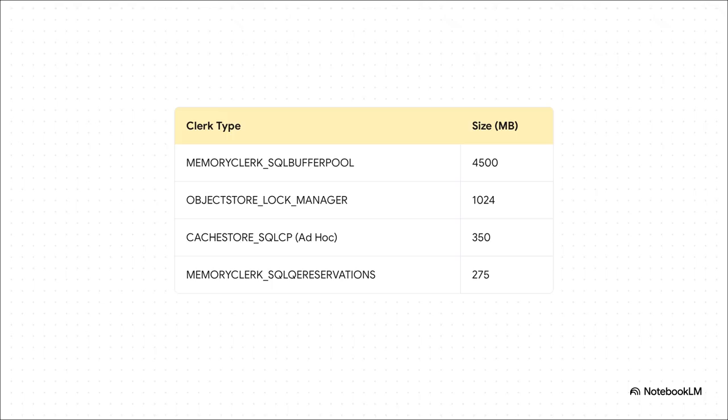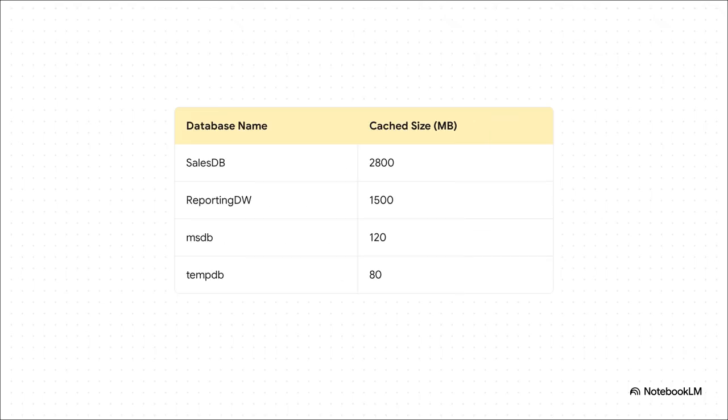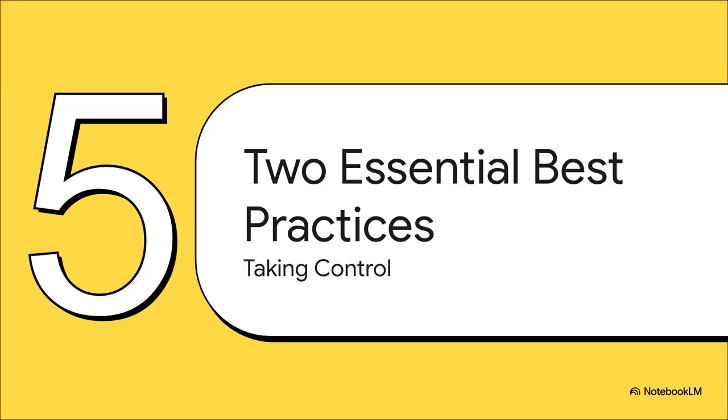So here, yep, the buffer pool's the biggest user, no surprise. But look, the lock manager is holding on to a full gigabyte of RAM. We can even see exactly how much memory is being used by cached ad hoc query plans. This is pure gold. And we can go even deeper. Using another DMV, sys.dm_os_buffer_descriptors, we can actually peer inside the buffer pool and see which specific databases are taking up the most space in our library. And in this case, our sales DB is clearly the star of the show, consuming almost 3 gigabytes of that cache all by itself.